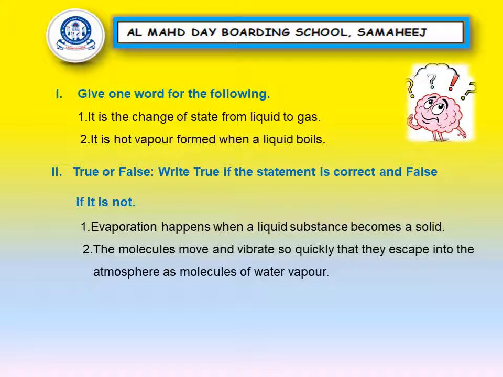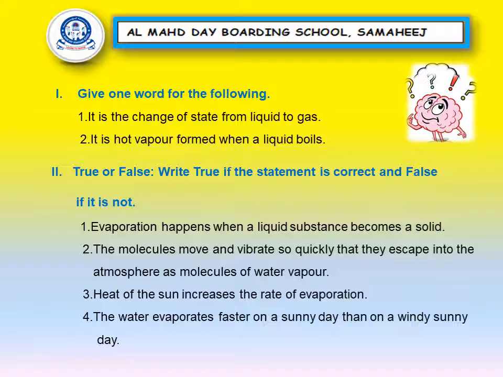meaning during evaporation, the water when it's being heated, the molecules move and vibrate so fast or quickly and they escape into the atmosphere and turn into the molecules of water vapor. Number 3, heat of the sun increases the rate of evaporation. 4. The water evaporates faster on a sunny day than on a windy sunny day.